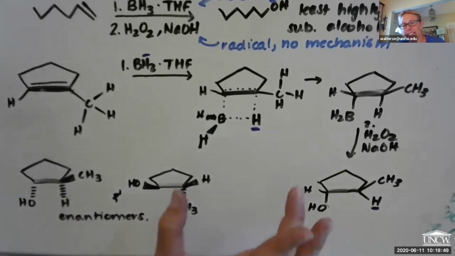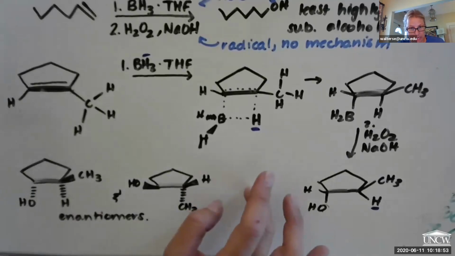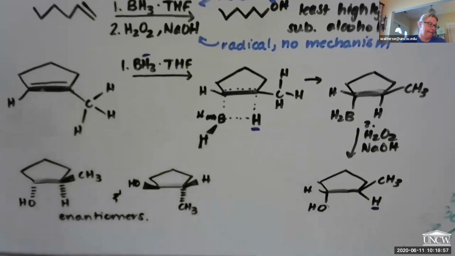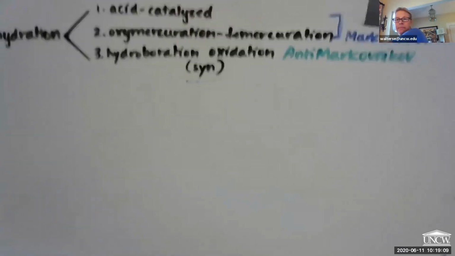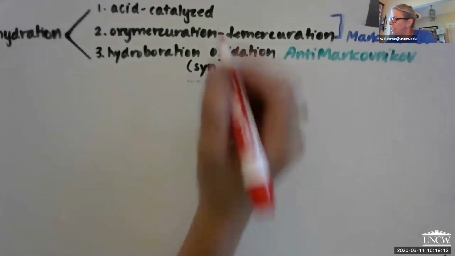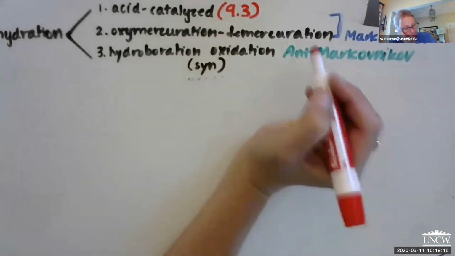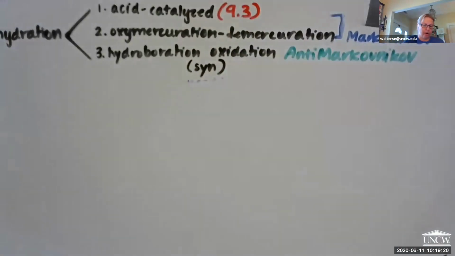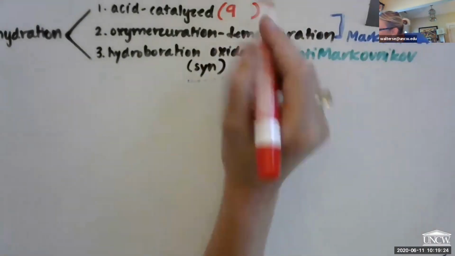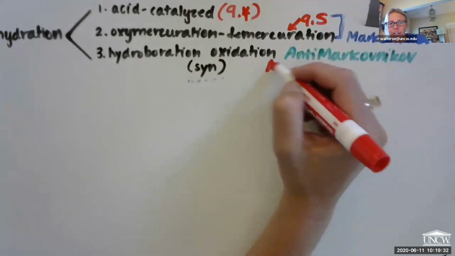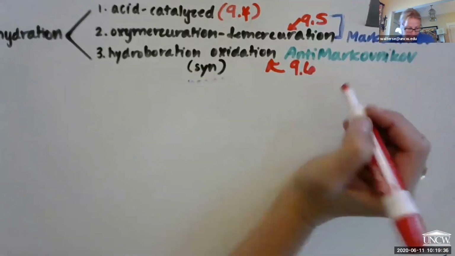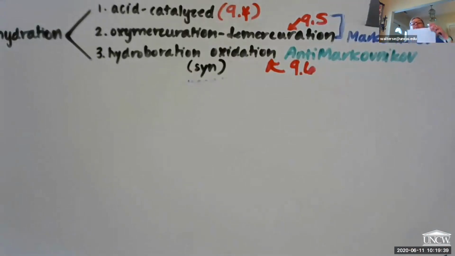Does anybody need this up any longer, or can I erase this slide? Okay, so I'm going to erase this, and before I go on, I forgot to write a couple things up here. So the acid catalyzed hydration, this is 9.4 in your book. Oxymercuration-demercuration is 9.5. Hydroboration is 9.6. Questions so far? You're going to love the next one, I promise.